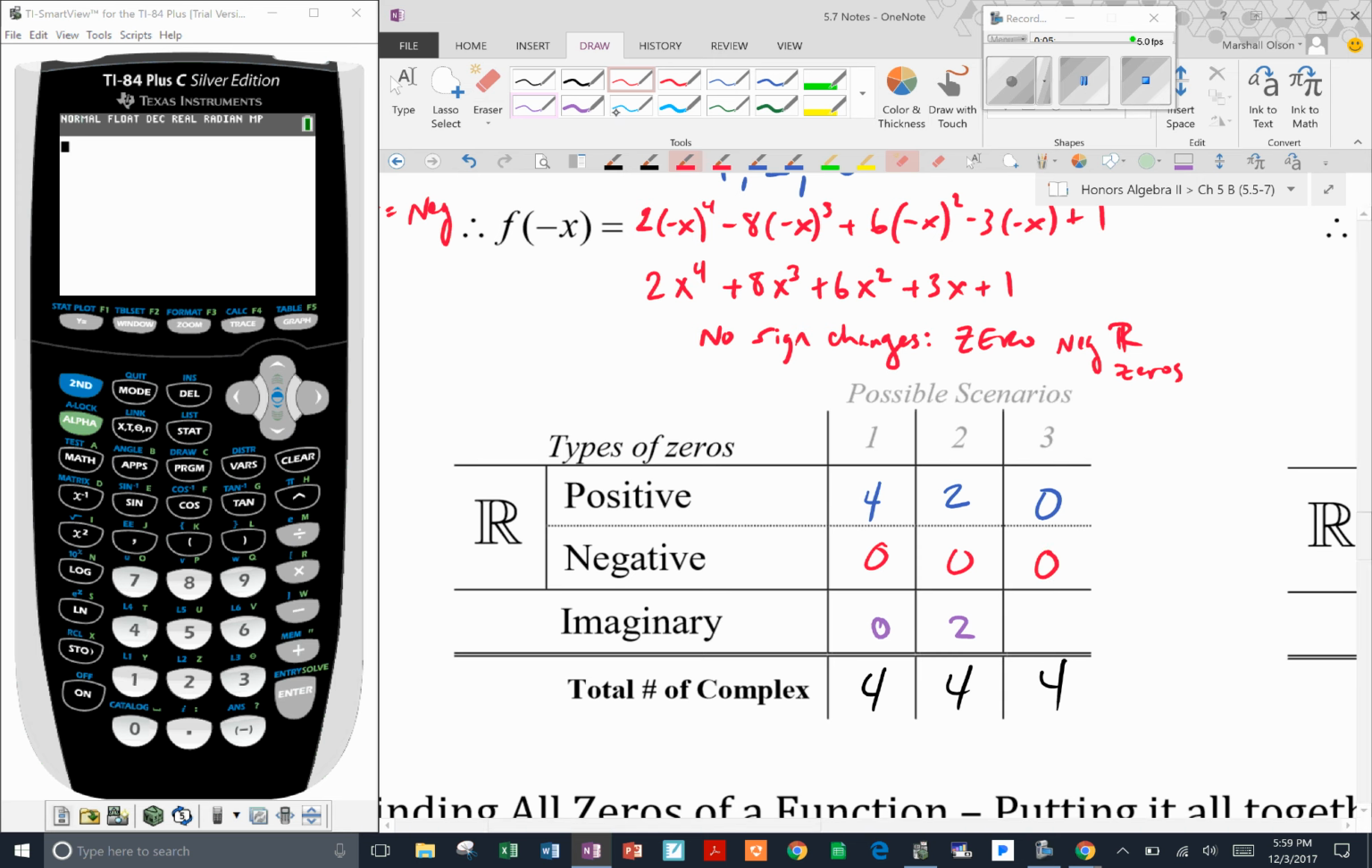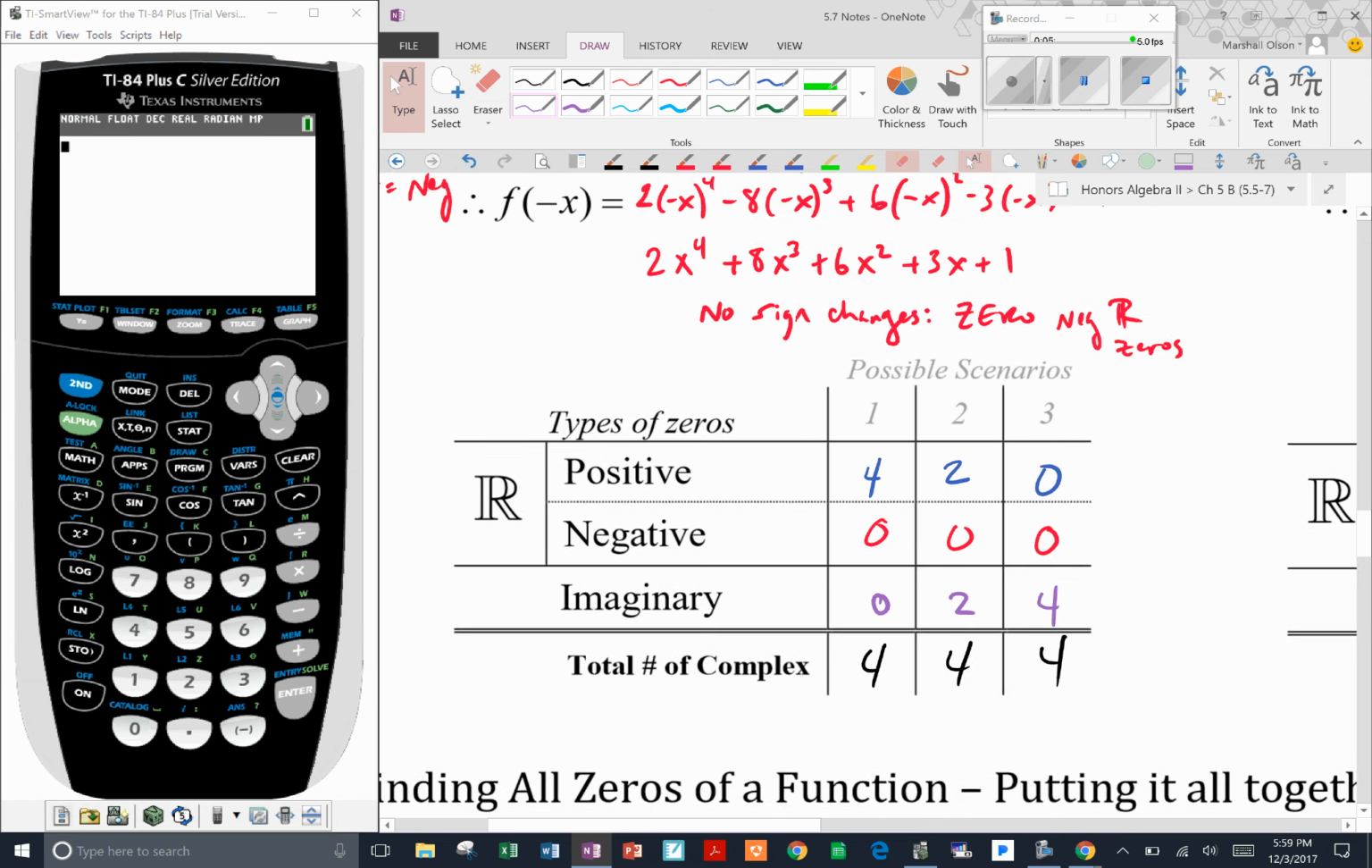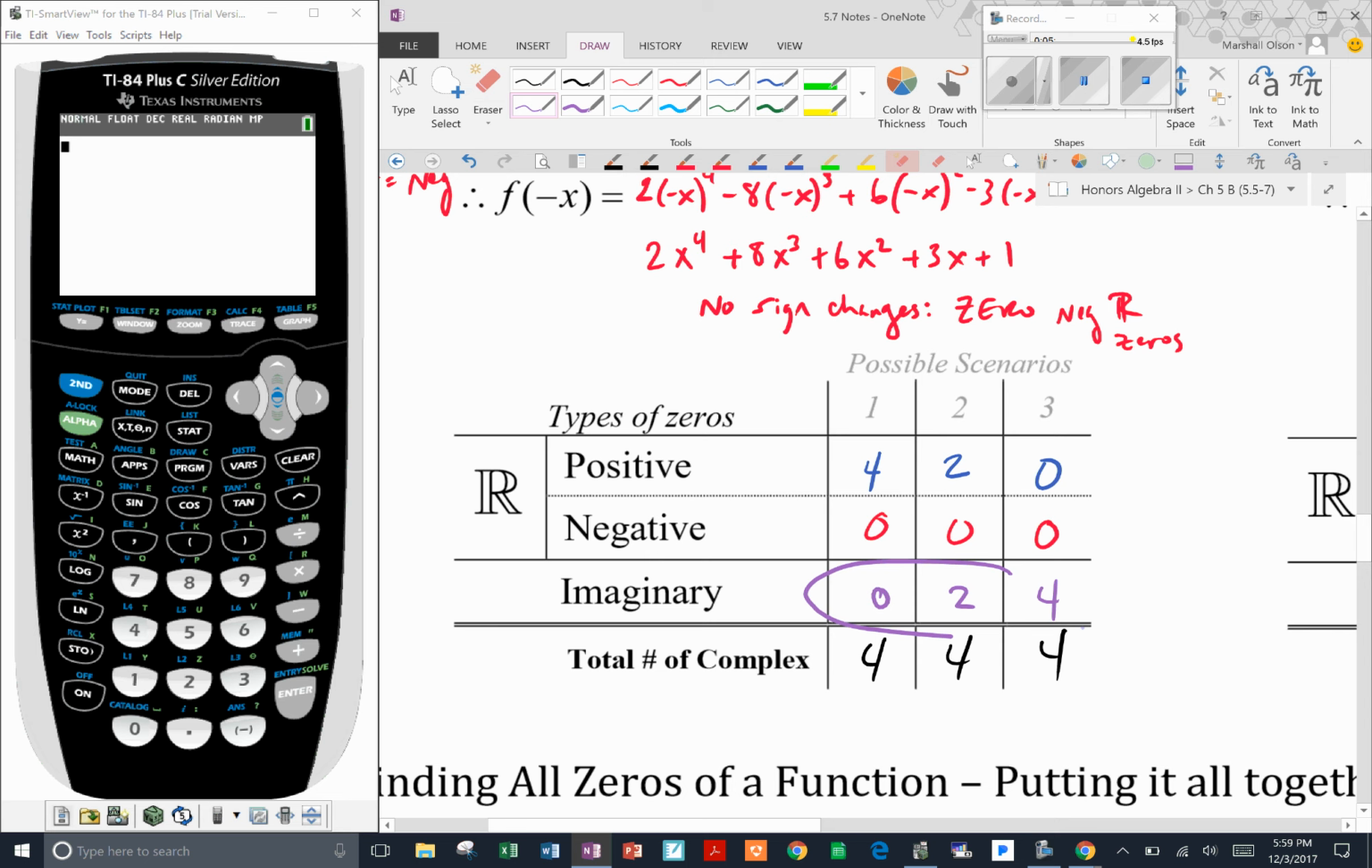And here we are going to have 4 imaginary because none of them are positive and none of them are negative real zeros. So the reason why we had to go down by 2's here after we found out that there were 4 sign changes, once we get that 4, the reason why we went down to 2 and 0 is because that helps solidify the fact that there are going to be an even number of imaginary zeros since they come in pairs.